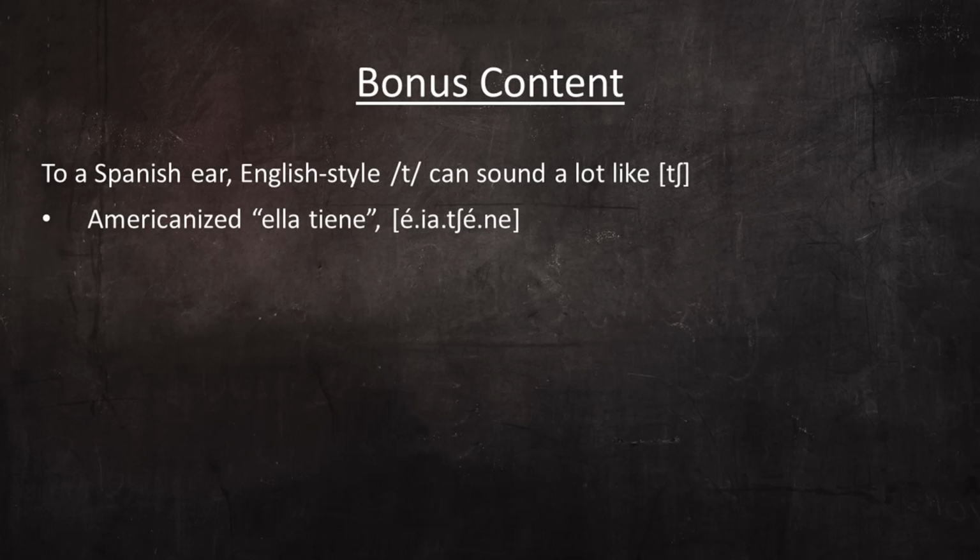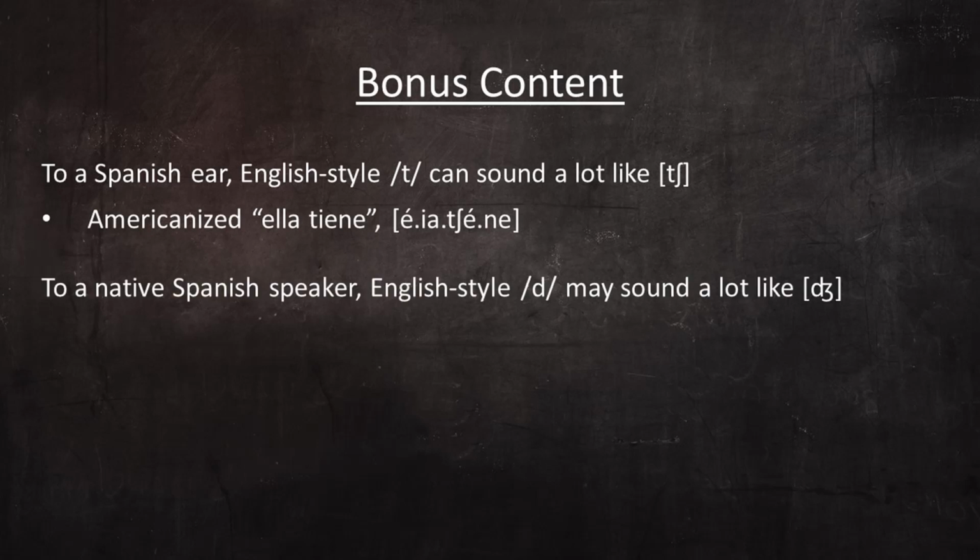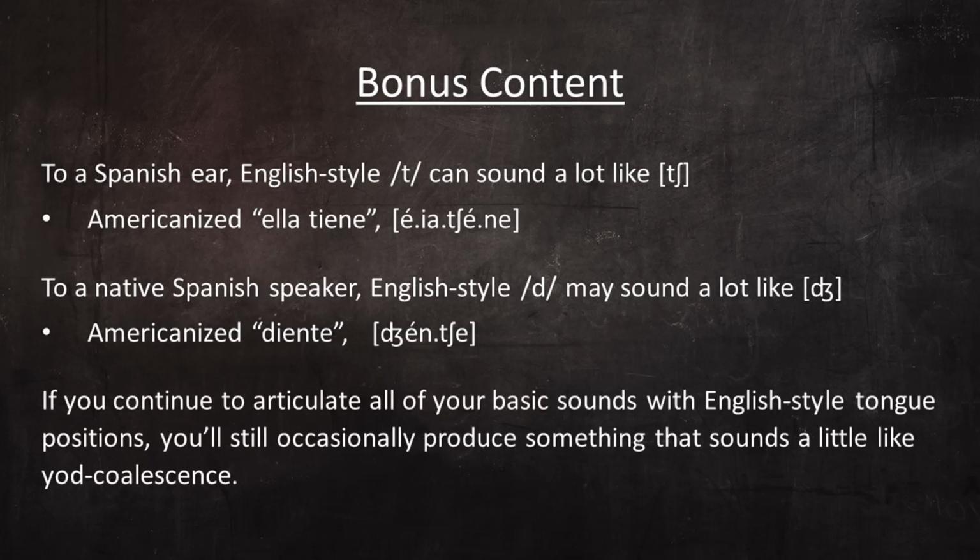a Spanish ear. Similarly, to a native Spanish speaker, English-style alveolar D may sound a lot like j in some phonetic contexts. So if you pronounce this word with stereotypical English pronunciation, diente, it sounds kind of like gente to a Spanish ear. So even if you're trying to avoid yod-coalescence in your Spanish, and you should be, if you continue to articulate all of your basic sounds with English-style tongue positions, you'll still occasionally produce something that to a Spanish ear sounds a little like yod-coalescence.